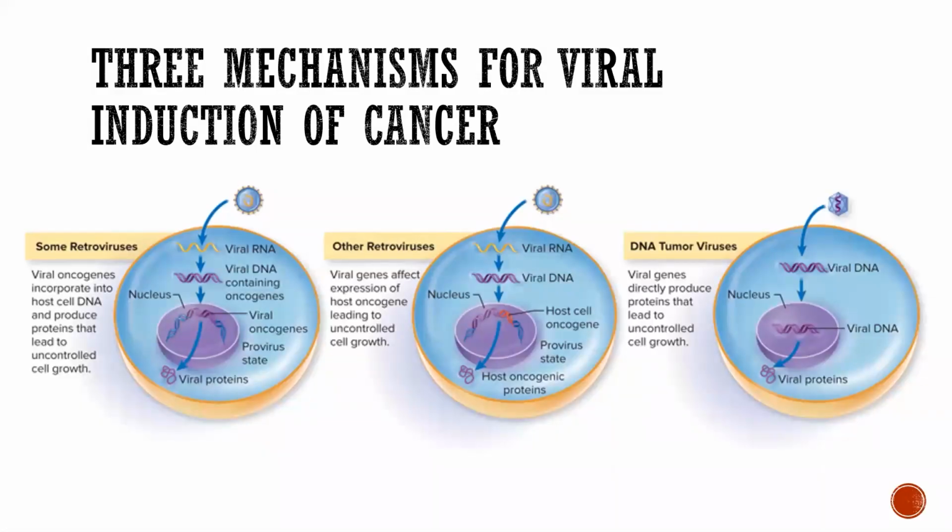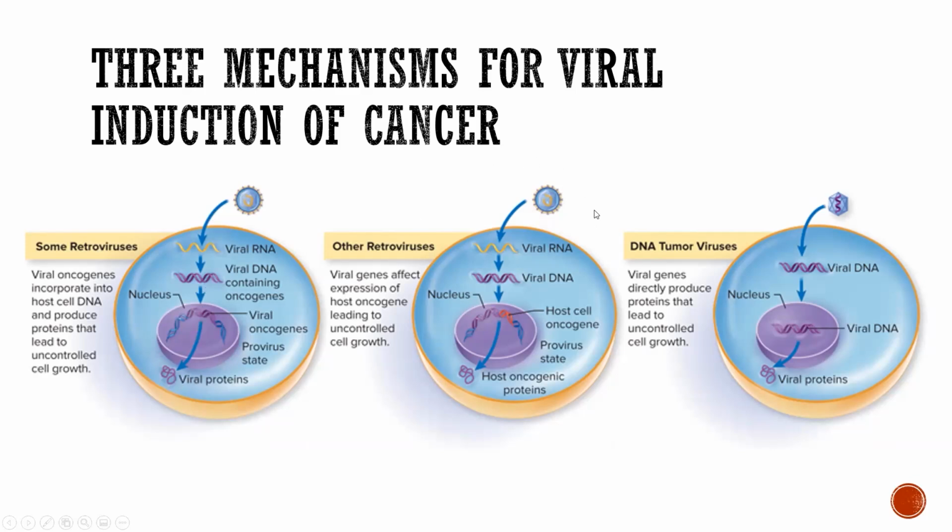There are three main mechanisms for viruses causing cancer. Some retroviruses can cause cancer, and they do this by incorporating oncogenes into the host DNA, which leads to overgrowth. So they come in and infect their host, insert their DNA into the host DNA, and then as that gene gets expressed, it makes viral proteins that cause cell overgrowth.